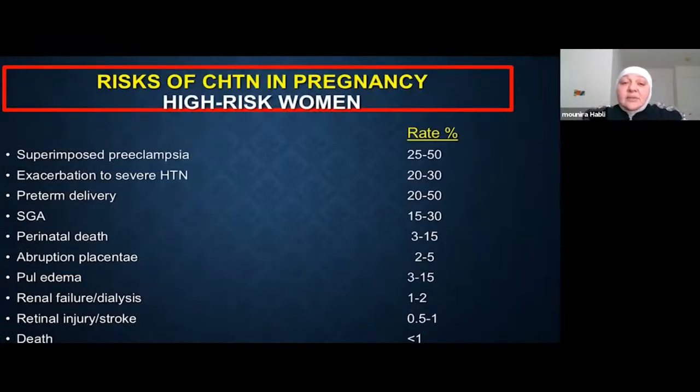Those high-risk or severe chronic hypertension patients in pregnancy are at risk of adverse maternal and neonatal outcomes. More than 50% will have superimposed preeclampsia. They will have exacerbation to severe hypertension, a higher rate of preterm delivery, IUGR, abruption, and perinatal death. 3 to 15% could develop pulmonary edema, 1 to 2% could end up with renal failure or dialysis, 0.5 to 1% could have strokes or retinal injury, and less than 1% maternal death.